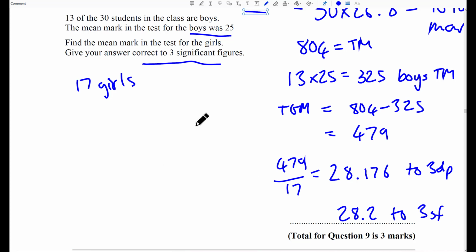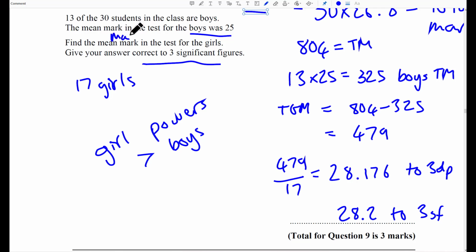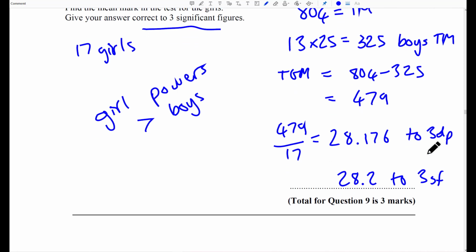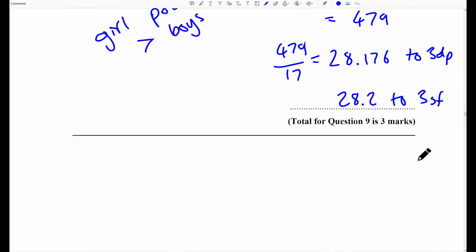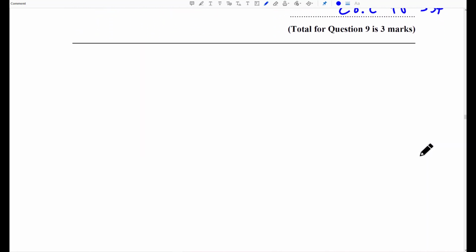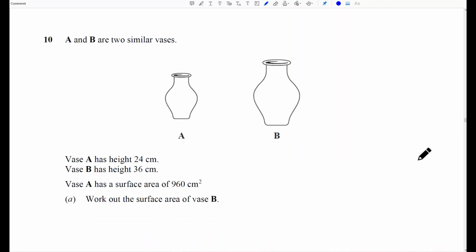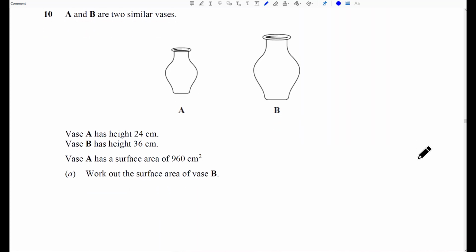There you go, girls. That's girl power there. You are greater than the boys in the maths test. This was 100% a maths test. Good work. Well, that's a nice easy 3 marks. I can feel that you can really get a grade 7 or 8 very easily.